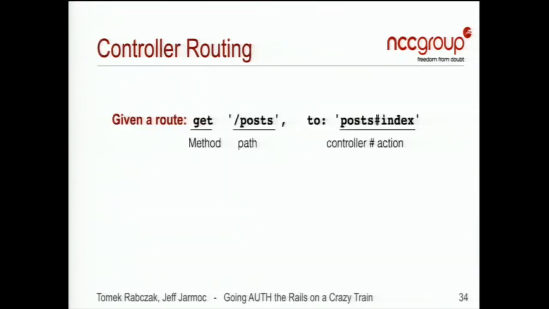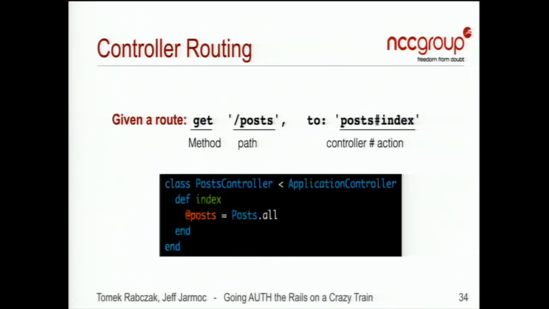All right, so jumping into controller routing, we've previously talked about the routes file. This is an example route that you'll see in routes.rb. It's pretty straightforward. You're given the HTTP method, the path that a user would actually navigate to, and then what controller and action that points to. So here we have an example post controller with an index action. And then on the post model, we're calling .all, gathering all of the posts, putting it into this post variable, which is going to get used by the view to actually present it.